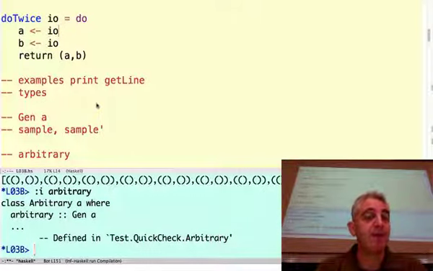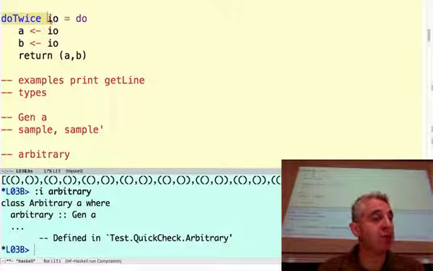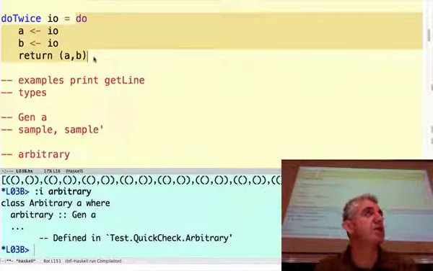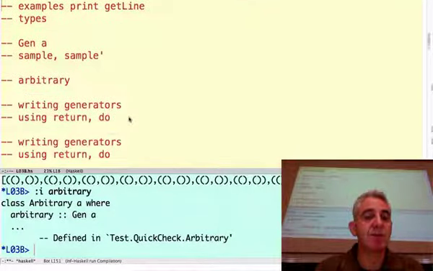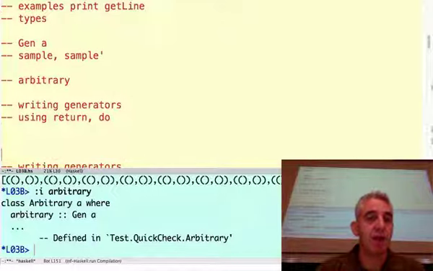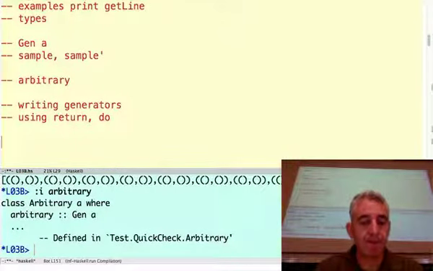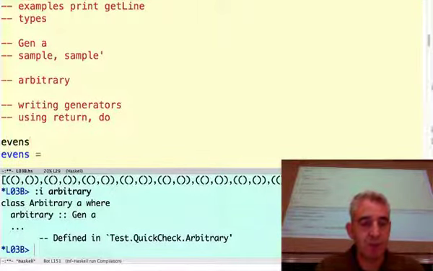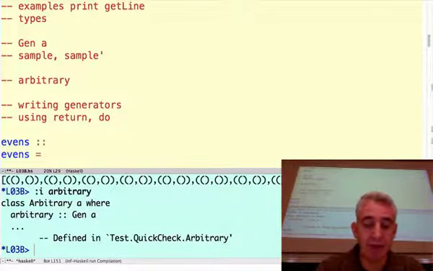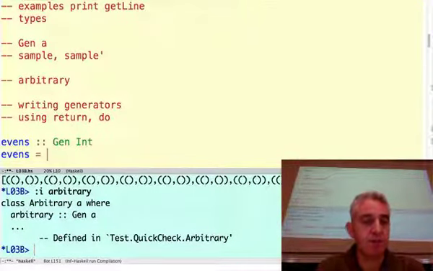Okay, so we've seen at least evidence from the do twice function that we can construct our own generators using the same notation that we used to construct I/O instructions. So let's look at some examples of that. Let's write a generator for even numbers. Let's call it evens and give it a simple type, a generator for int.